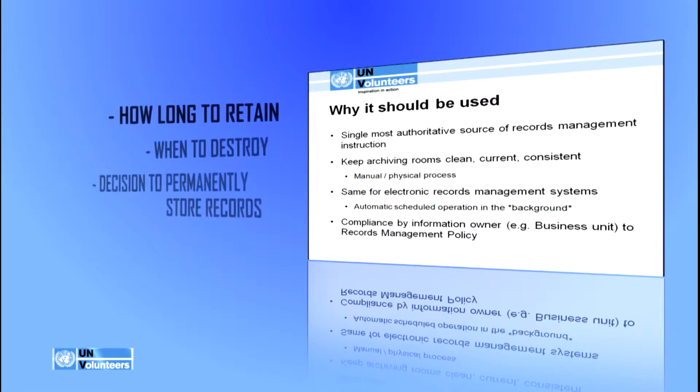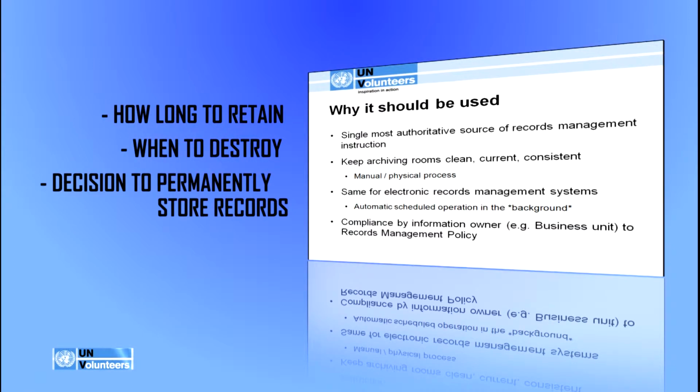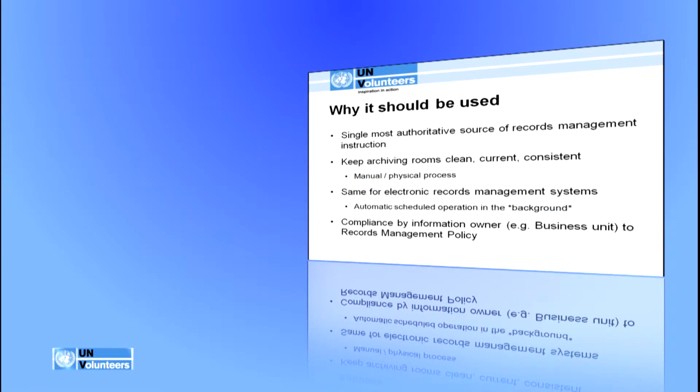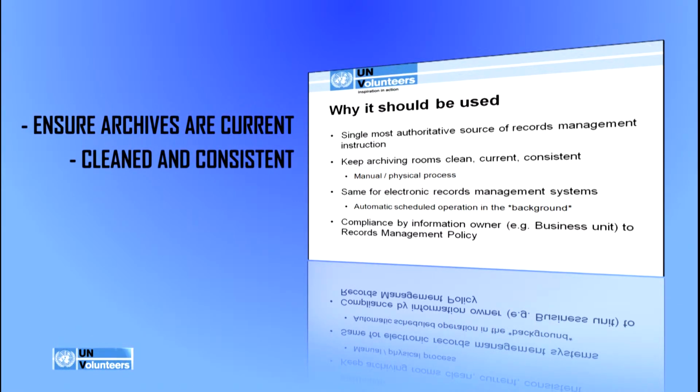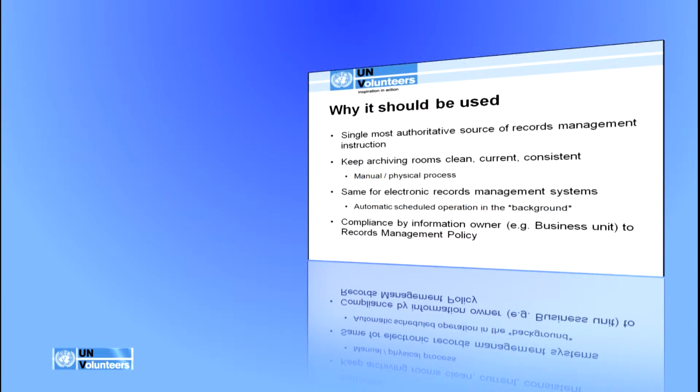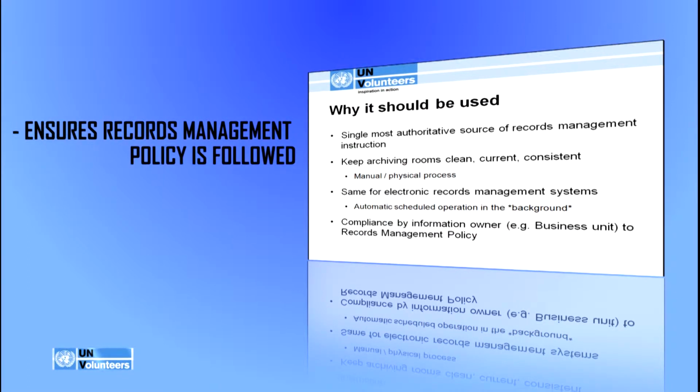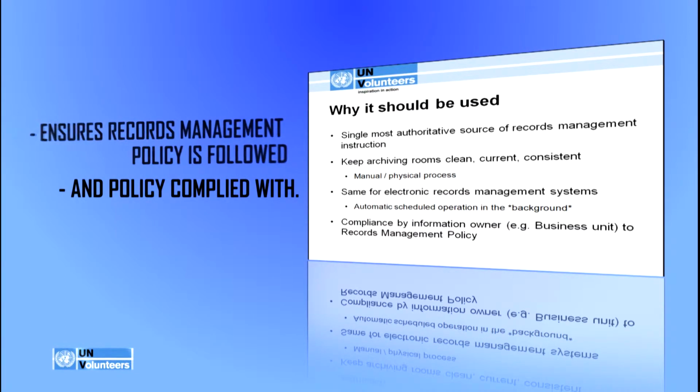The retention schedule should be used as the single and only authoritative source for instruction on how to handle records. That is, how long to retain after creation of records, when to destroy after retention expires, or whether to permanently store. Following the retention schedule, for example monthly, for physical records ensures that archiving rooms are kept current, cleaned up, and consistent. Applying the retention schedule within an electronic records management system ensures that records cleaning up and archiving happens automatically, that is, in the background. All of this ensures that the records management policy is followed and the organization or business unit in question owning specific records complies with the policy.